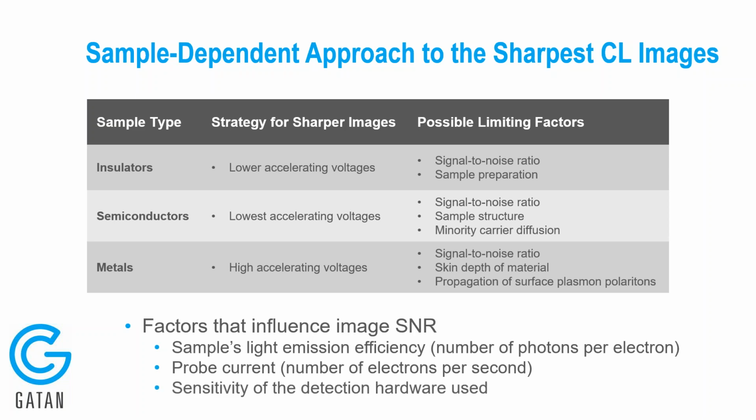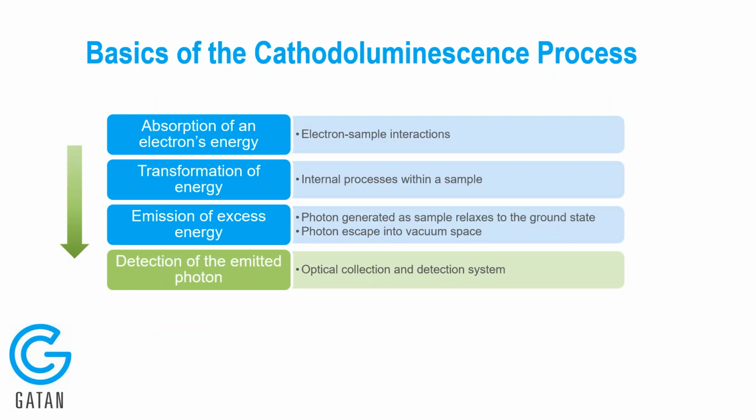The other thing that is really important is the sensitivity of the detection hardware that's used, because that has a direct impact on the signal-to-noise ratio. We'll speak a little bit more about that in the second half of this presentation. Let's move on to that now. Let's think about how we collect or how we detect the emitted photons. So we think about the collection and the detection system that we're going to use.